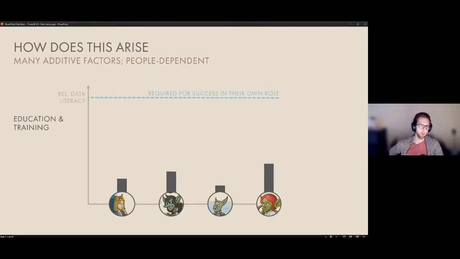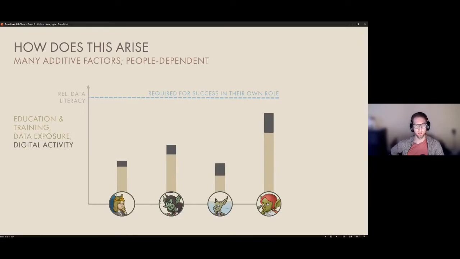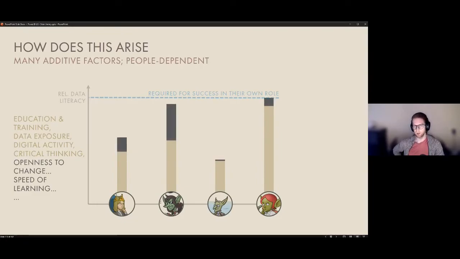Each of these people have different education and training backgrounds. They have different exposures to data, both in their personal and professional lives, and they're active in digital spaces in different amounts. They have differing levels of critical thinking based on their education and their experiences, and I could go on about the various different elements which are eventually leading to their final data literacy level, which may or may not be enough for them to achieve optimal success in their own role.